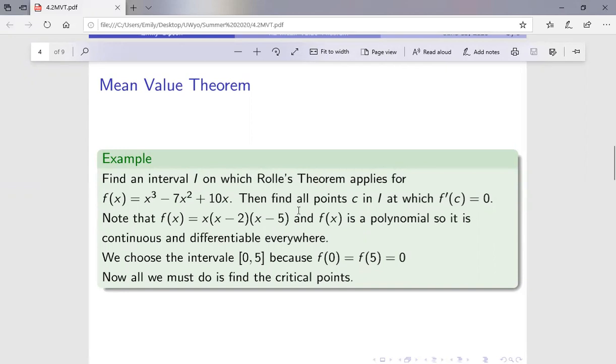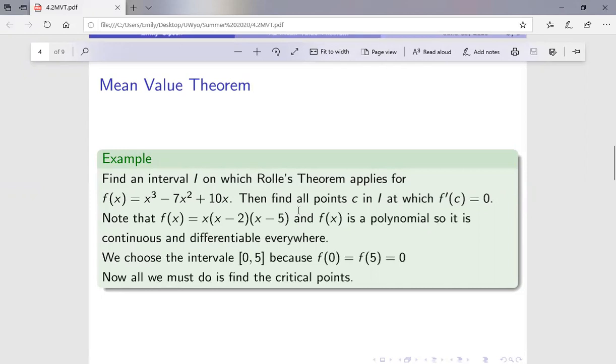Now we're going to choose our interval. We can choose 0 because we have a 0 there, and we choose 5 just because that's going to give us the widest interval possible. Could we choose 0 and 2? Yes. 2 and 5? Yes. 0 and 5? Also yes. So we choose our interval because f of 0 equals f of 5 equals 0, and that makes it easy for us. We could also choose some sort of point where f of b equals f of d equals 72. We don't really care. All we care is that f of a equals f of b.